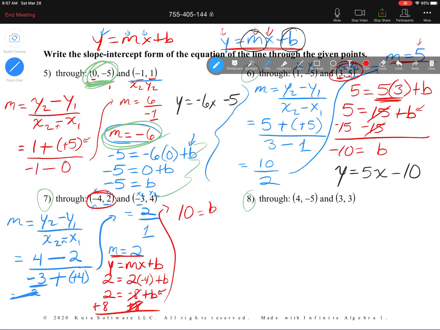So then lastly, we just have to rewrite our equation of the line. So it looks like it comes out to be y equals our slope that we're going to use, 2x plus 10 as our b value.